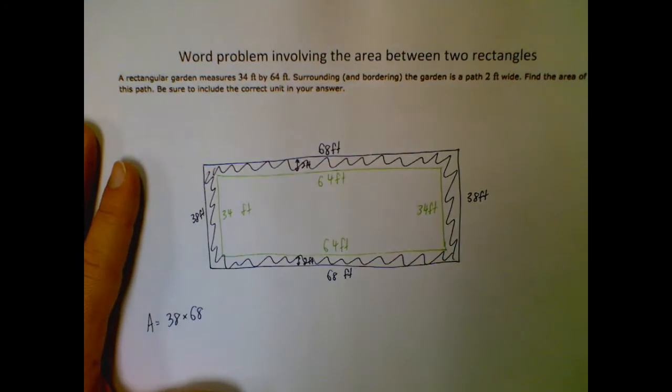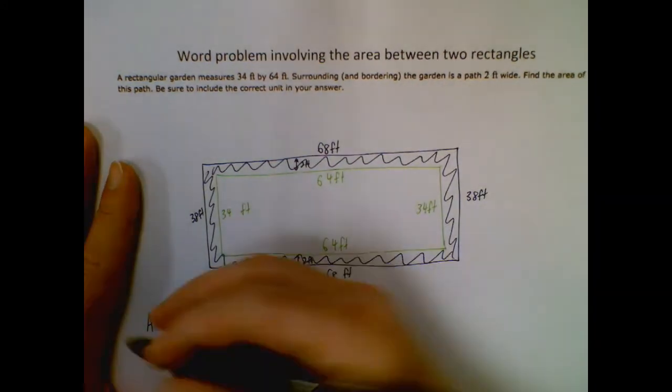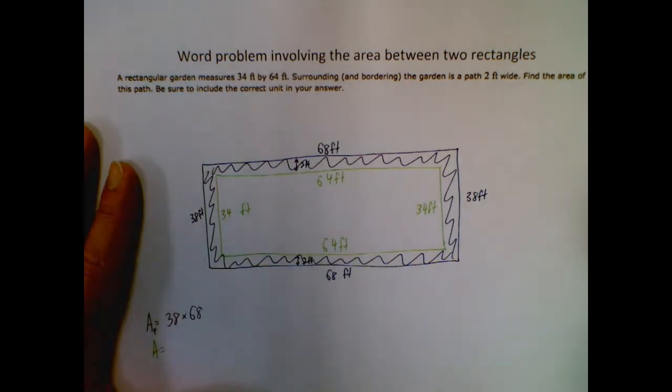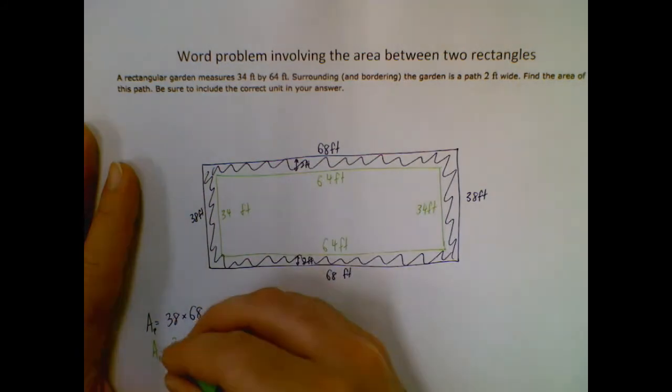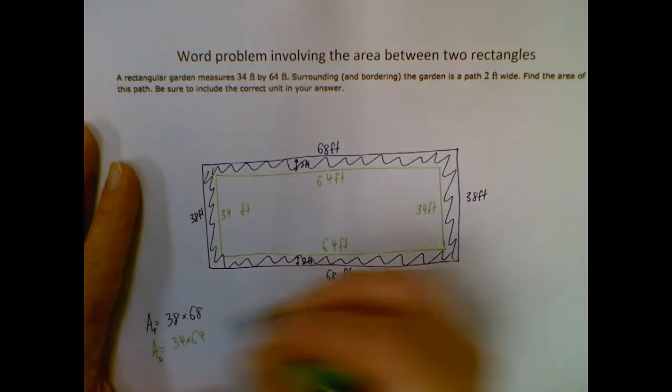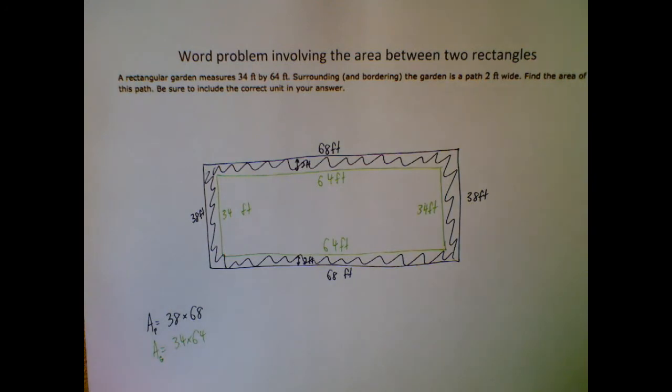Then I'm also going to be looking for the area of my garden. If we want to label things, we can do that too. And that's 34 times 64. So after we find those, I just need to subtract the two, and I will be able to figure that out.